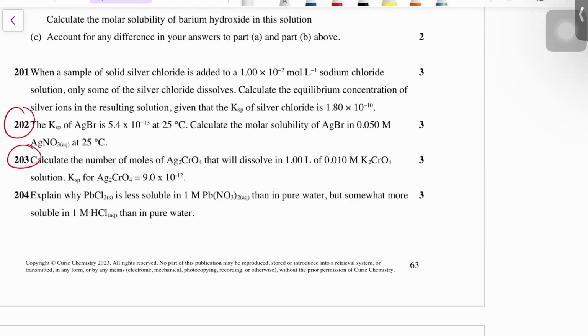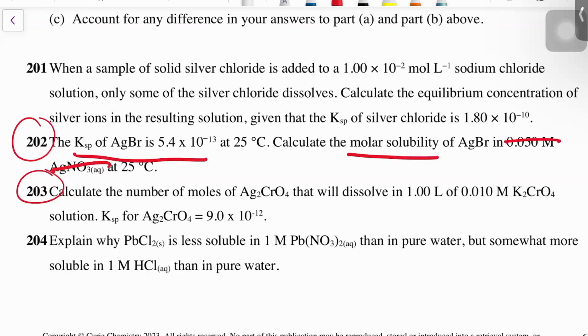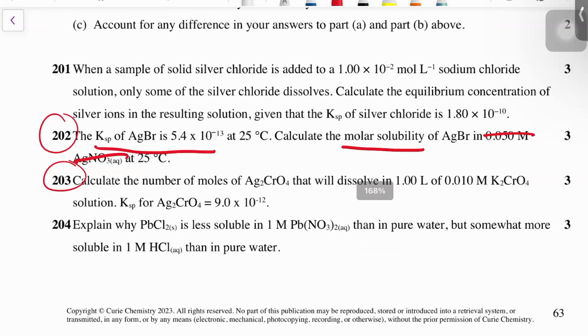The Ksp of AgBr is 5.4 times 10 to the minus 13 at 25 degrees Celsius. Calculate the molar solubility of AgBr in a 0.05 molar AgNO3 solution at 25 degrees Celsius. I start off with my equation. I'm going to write the equation for the thing I'm dissolving.